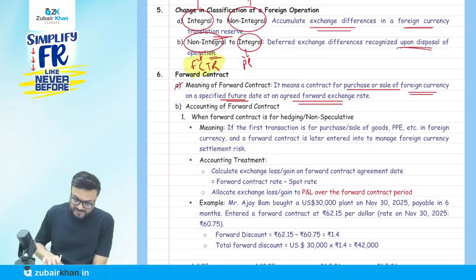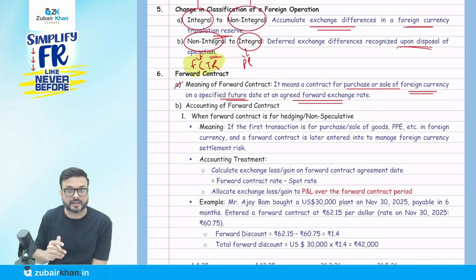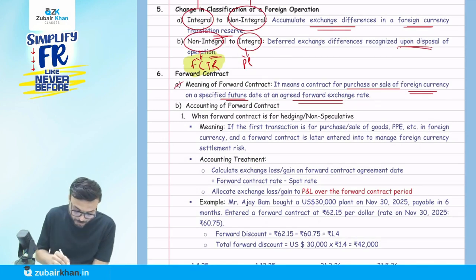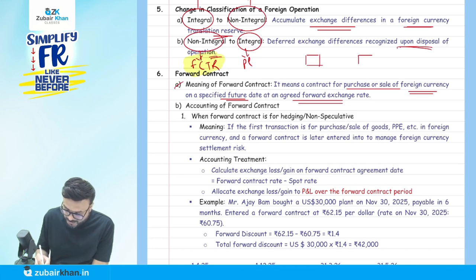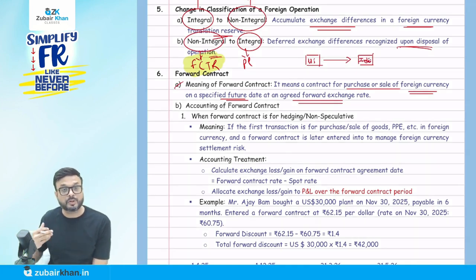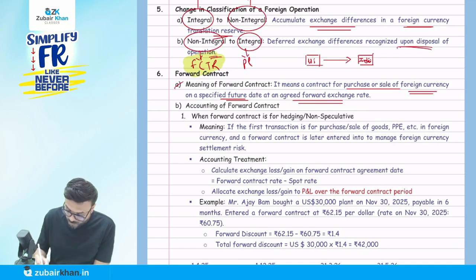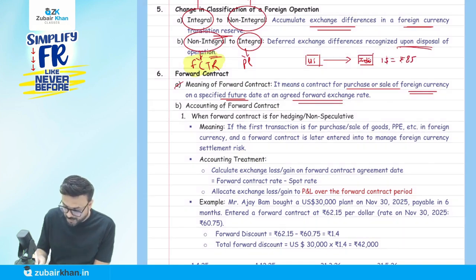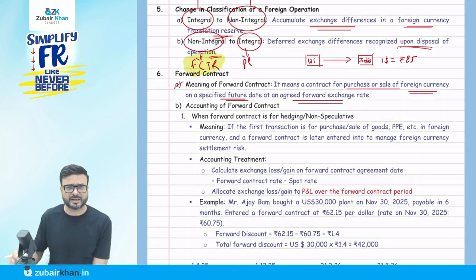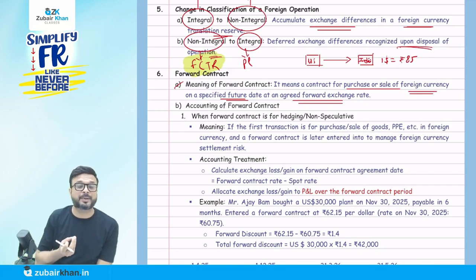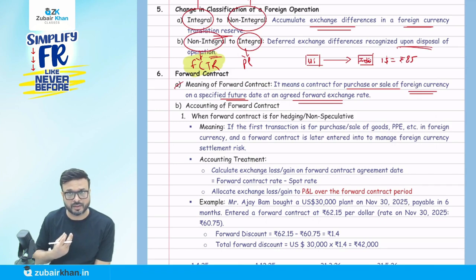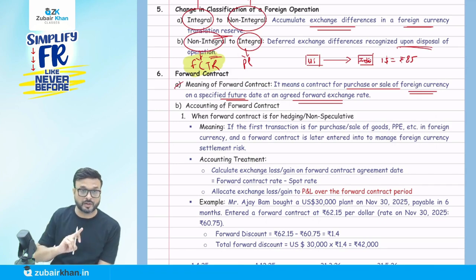No problem. Suppose today I enter into a contract. I import something from the US, and we are here in India. Now I have imported something, so I am liable to pay. Suppose today $1 is equal to rupees 85. So I am liable to pay how much? 85. But I say I will pay after 4 months. Suppose the purchase is of $1,000. So if I pay today, for $1 I am liable to pay 85.